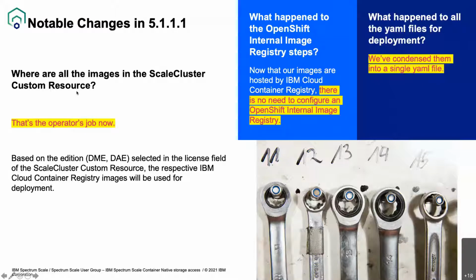The other big thing is the scale cluster custom resource. For those who are not familiar, that's what ultimately creates your Spectrum Scale cluster. And there was an images block in there that defined your core image, your core init image, your GUI image, etc. That's all the operator's job now. So that image block is now gone. When you don't see it in the custom resource, don't be alarmed, because the operator's got you. Based on the license field, where you provide either data management or data access edition, it will grab those respective images from the IBM Cloud Registry and then create your deployment accordingly.